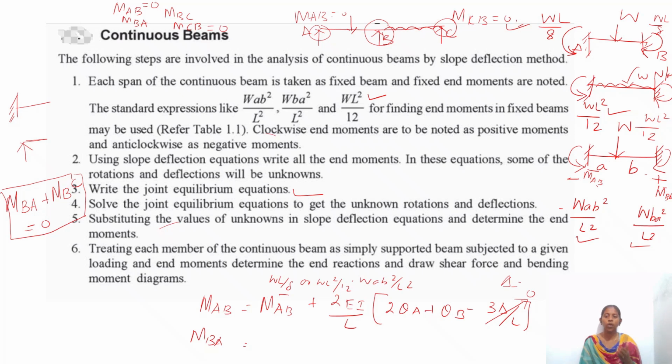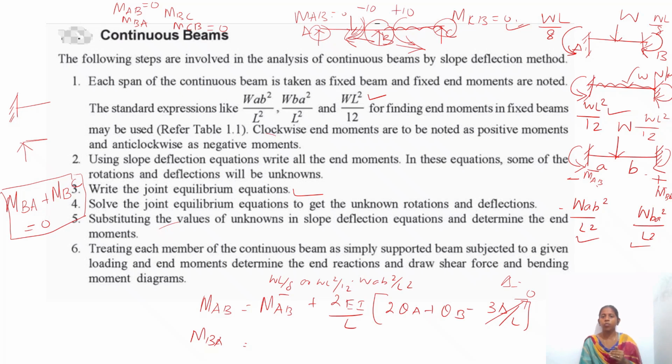The next step is to form the joint equilibrium equation, which is MBA plus MBC. That is the moment from B to A direction and the moment from B to C direction. If it is summed up, then the final moment should be equal to 0 because it is a simply supported beam. Some residual moment will be created from this direction and some residual moment is created in the opposite direction. If it is minus 10, then this moment will come as a plus 10.